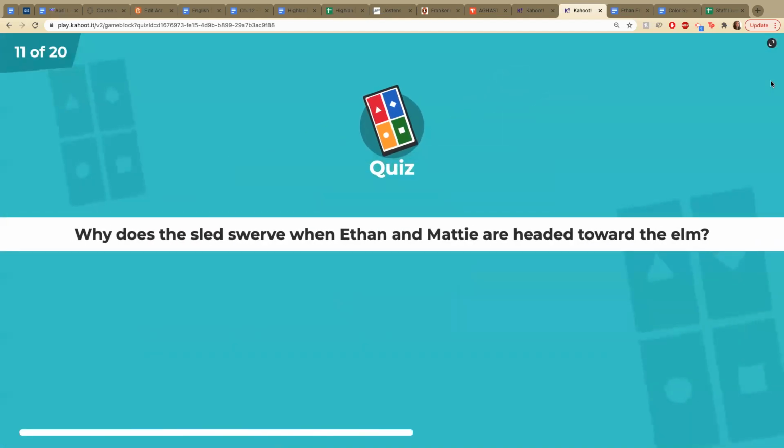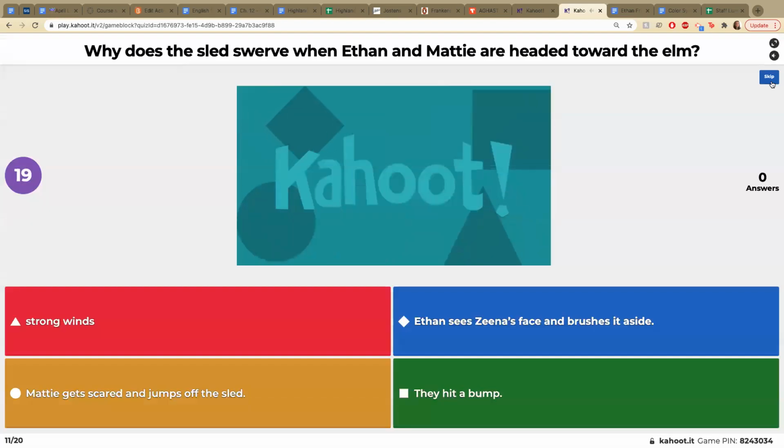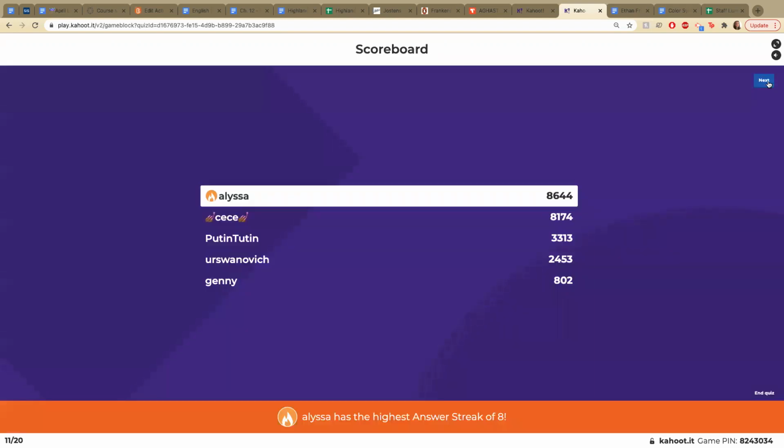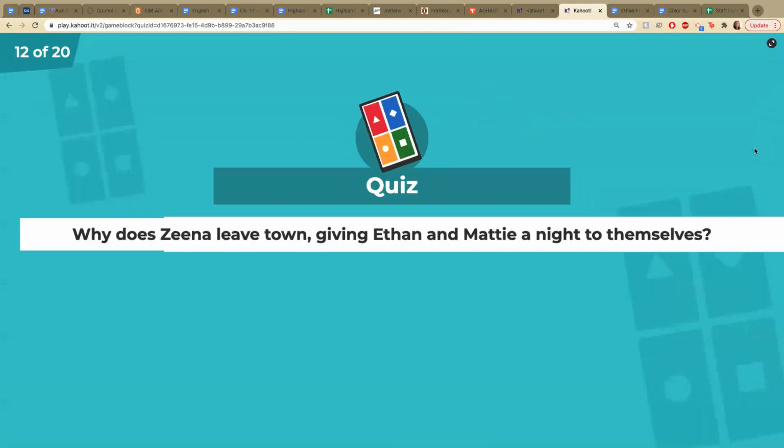Why does the sled swerve when they're headed toward the elm? Strong winds. Ethan sees Zena's face and brushes it aside. Maddie gets scared and jumps off, or they hit a bump. He sees her face and brushes it aside, and it makes the sled swerve. I'm feeling pretty good. I feel good about Alyssa and Cece's chances of doing well on the test.